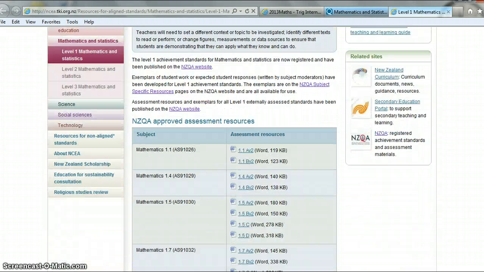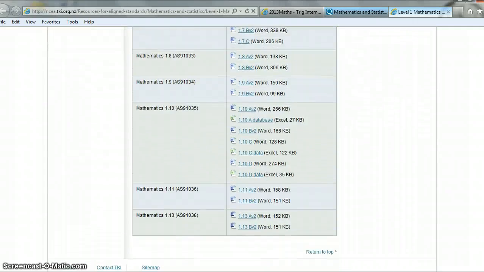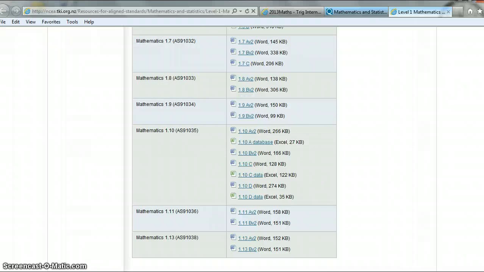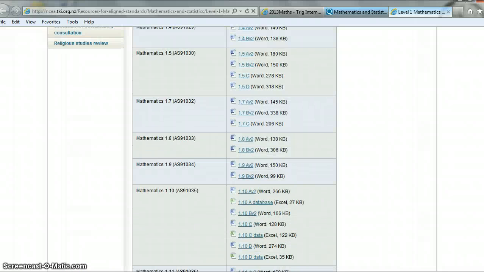Alrighty. Now the one that I'm looking for is the trig one. So you need to know what number it is. Can anyone tell me what number this trig one is? So it's 1.7, and there's 1, 2, 3 different tasks. So the "What's my angle" one on page 120 is 1.7b, so we can go to that one there.